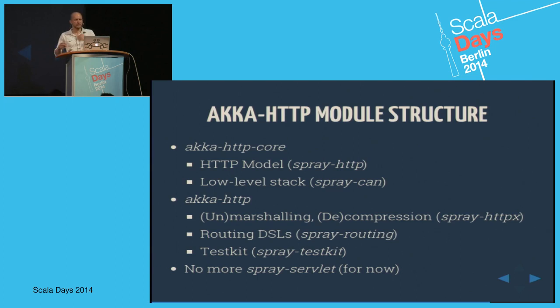That's the proper thing that depends on akka-HTTP-core, and it comes with everything else that you know from Spray: unmarshalling, decompression, encoding, support for JSON, for various JSON solutions. It'll come with the routing DSLs, because there will be more than one. So far we just have one for Scala, but we'll need one for Java as well, which will look different. And the test kit and so on. So this will all be part of the akka-HTTP module.